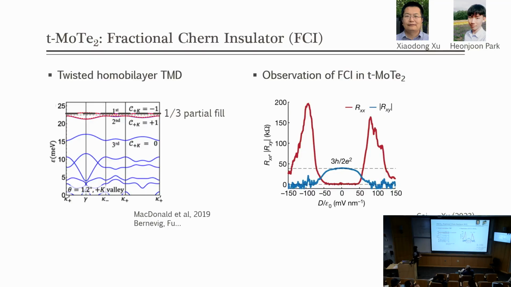As you can see here, when you tune the displacement field, it only appears when the displacement field D is very small. And a small displacement field means that the two layers are strongly hybridized with each other. And then you can see the quantization is pretty good. And later on, this was also seen in the rhombohedral graphene system and so on.